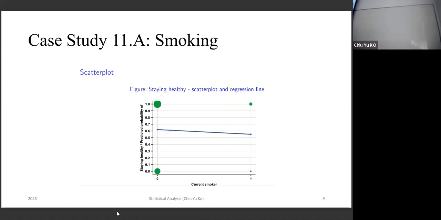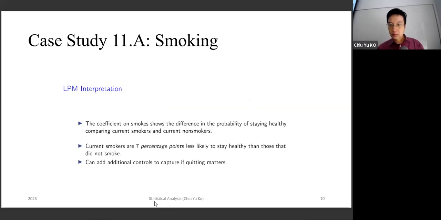This is the non-smoker. The size of the dot represents 100 people. They are healthy, they're not healthy. And this is healthy, of course this is higher than this one. You can also compare, but it looks like this. So this is the slope. So on average, let's say 7% more people. So as I said, 7% more likely.